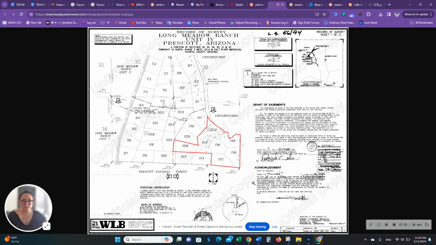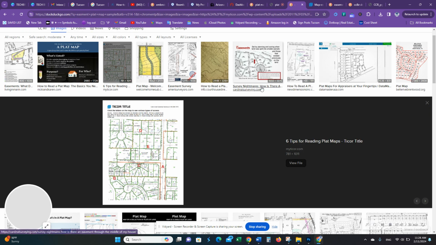Not all homes, not all subdivisions have their easements right there. Sometimes, if it's a corner lot, it might be on the side. So keep in mind what an easement is and why it is important to you, and why plat maps are important to you as well. Do a little bit of research, inform yourself as to what easements are.